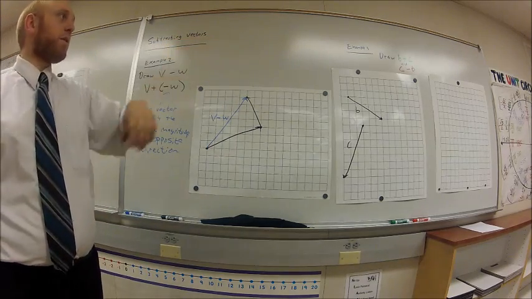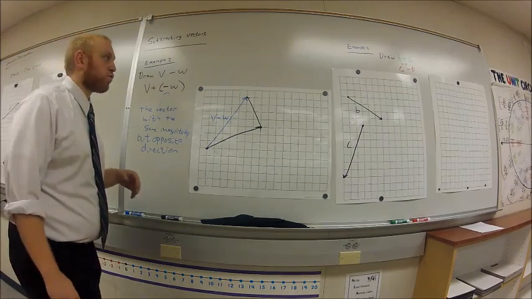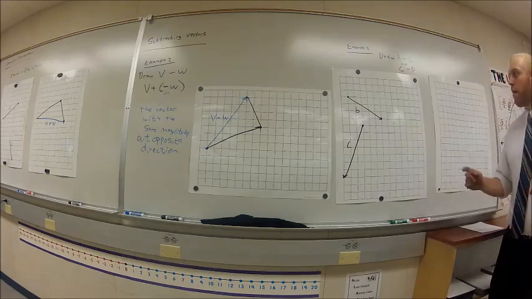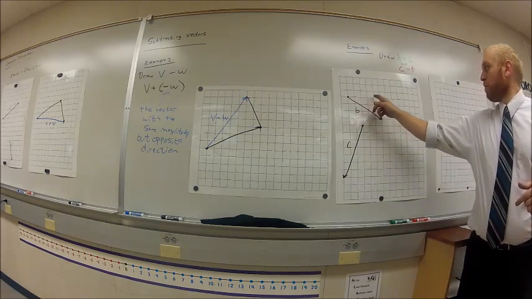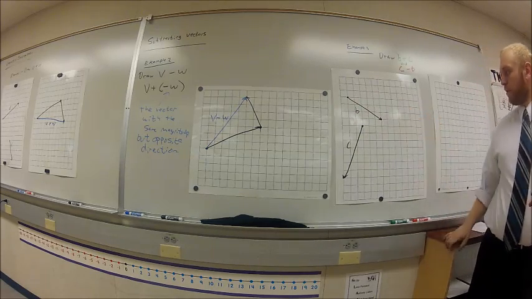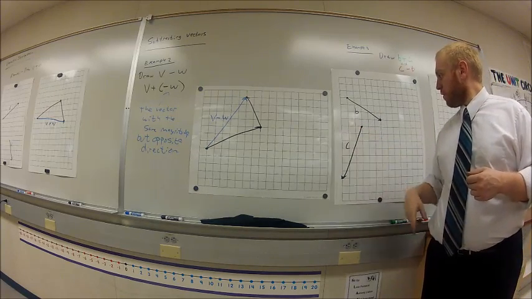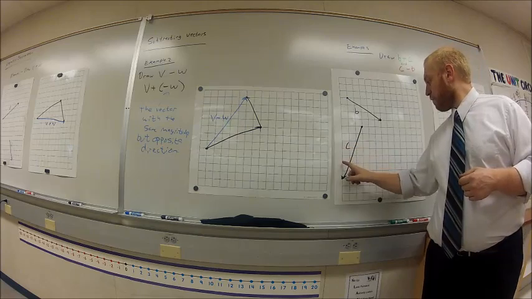Now take a look at example 3. Go and write that down. We're going to draw b plus c, and then we're going to do c minus b. Now b, notice, is going right 1, 2, 3, 4, 5, and down 1, 2, 3. C is going left 1, 2, 3, and down 1, 2, 3, 4, 5, 6, 7.